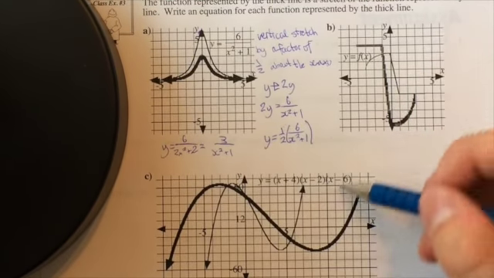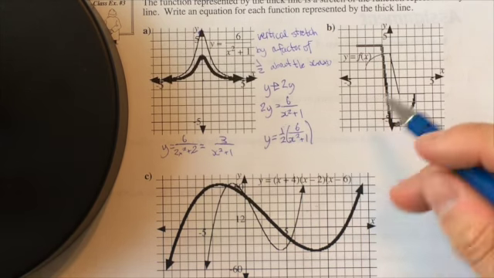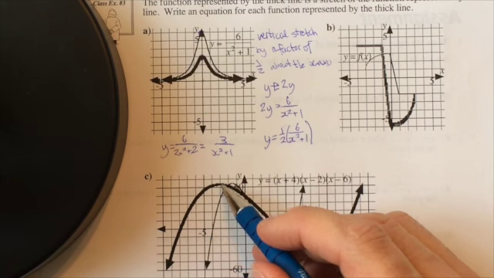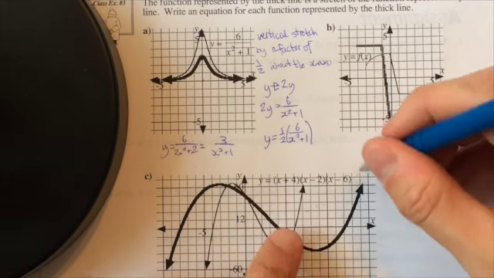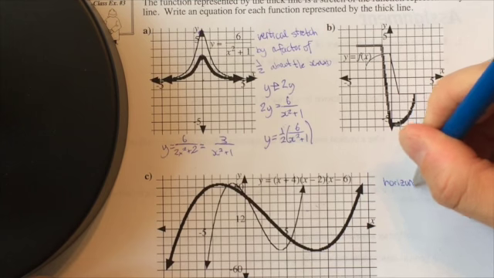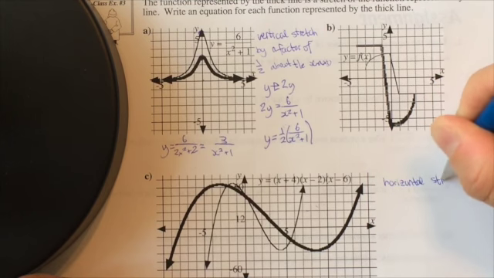And let's look at this one next. If I'm looking at my values of x here, I have a horizontal stretch taking place. If I look at this function, it's been stretched out like this. So they're moving further away from my y-axis. So I have a horizontal stretch.